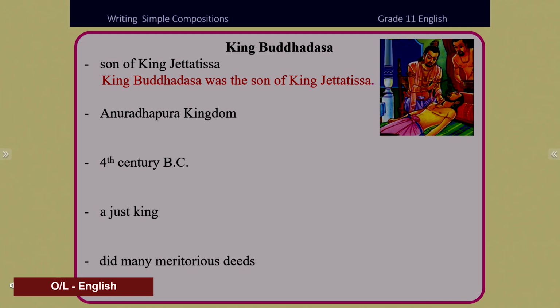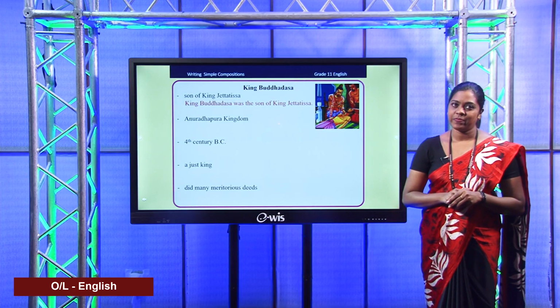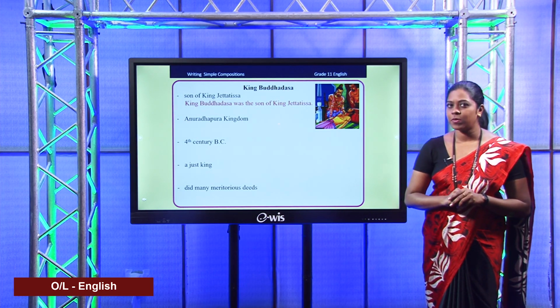Right? Observe the helping verb I have used. I have used was. That means I'm going to write the entire paragraph using past tense because we are talking about someone who lived long time ago. Please keep that also in mind when it comes for writing the composition.